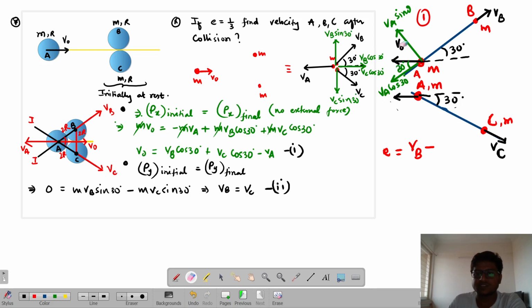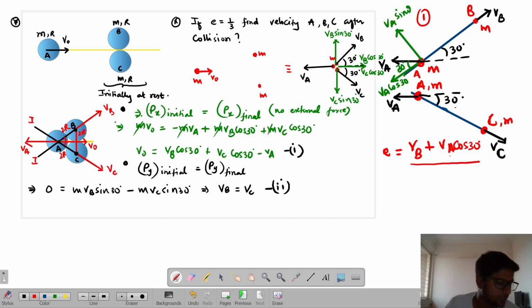After collision, the velocity will change now. So the equation becomes VB plus VA cos 30, divided by velocity of approach. What is velocity of approach? Tell me. B was at rest or not? B was at rest. So if you look into that, try to understand.